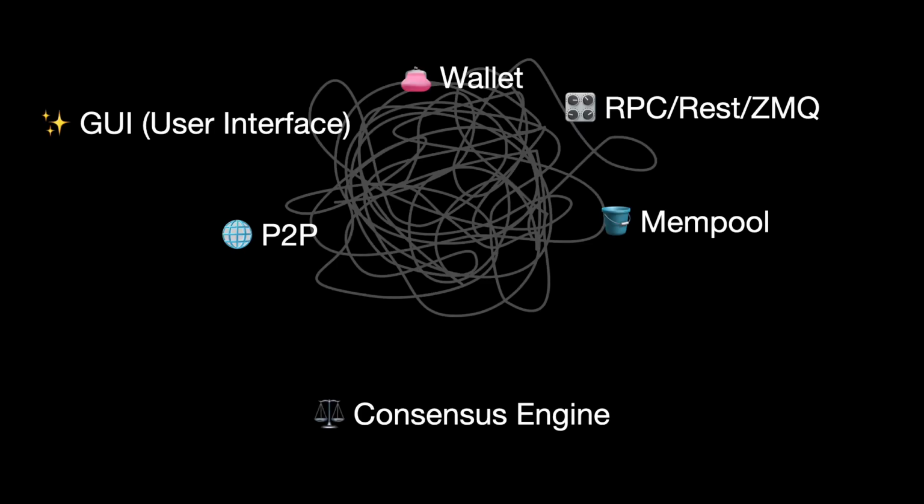So, how do we get there? How do we get to this promised land where our consensus engine is decoupled from the rest of the code base and made into a library? Let's first look at some previous attempts at this problem.